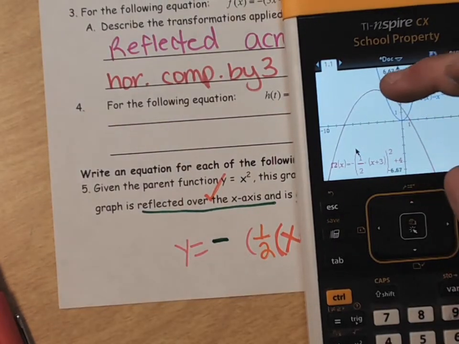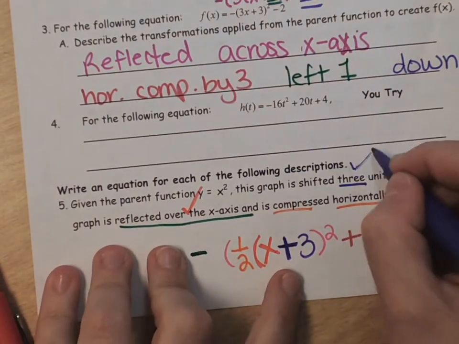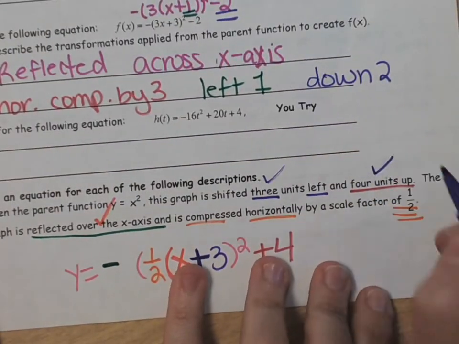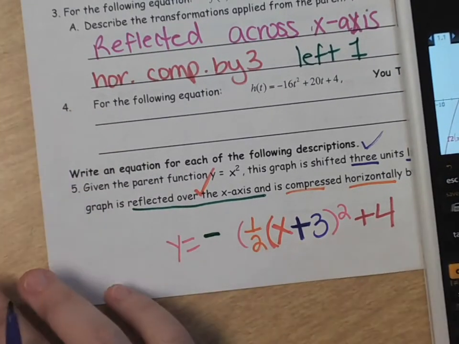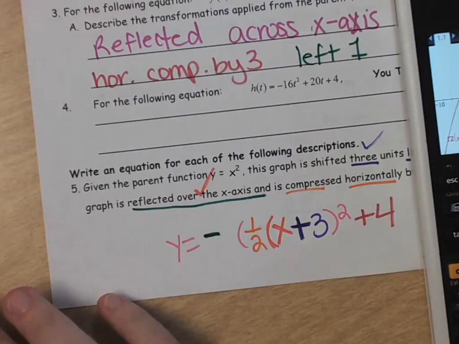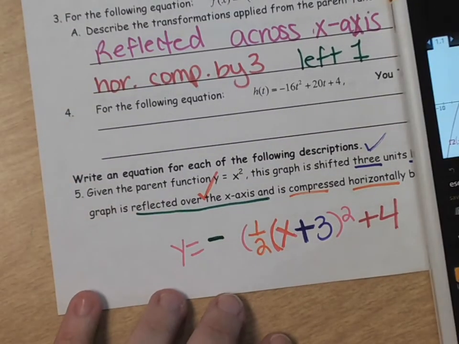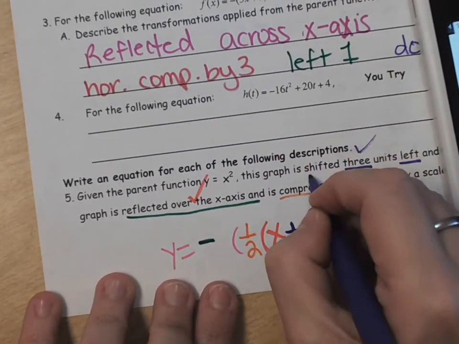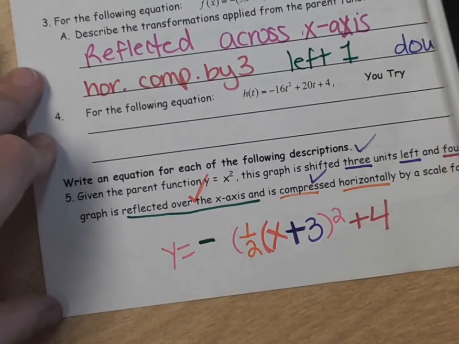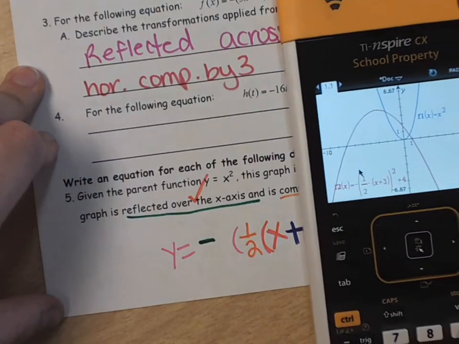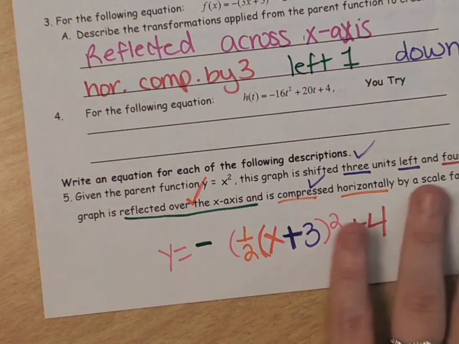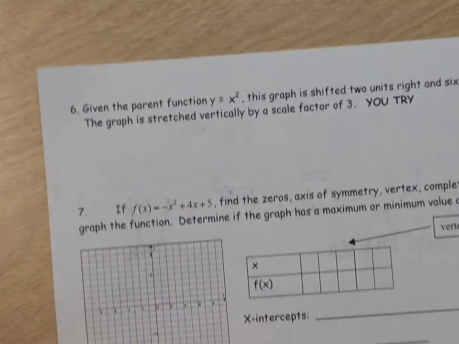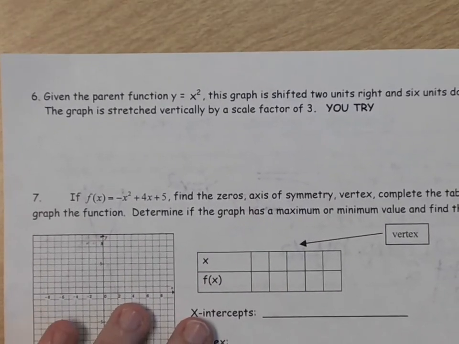Did it go up 4? Yes. So we went left 3, up 4, and horizontally compressed. And then 1/2 goes there. So we are good. This is what it should look like. Okay, pause the video. You're going to try number 6 on your own.